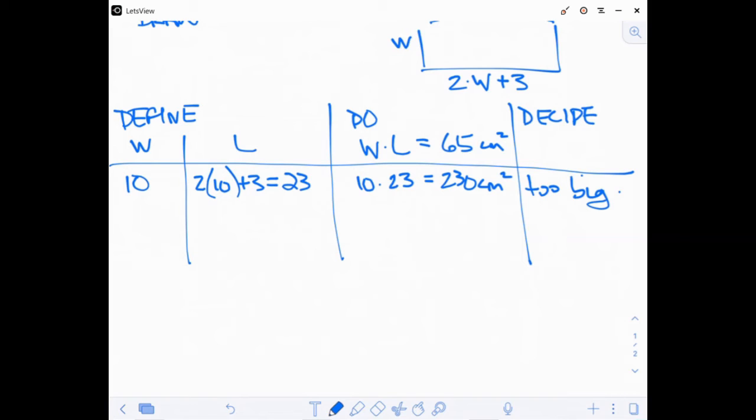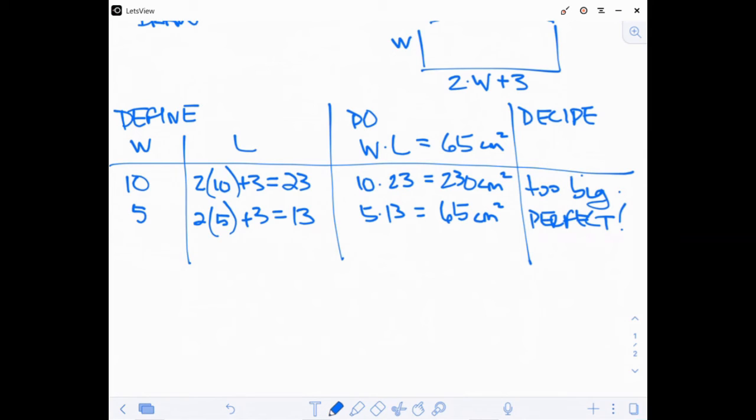I'm just going to use 5. That's another easy number to use. The length is 2 times the width, 2 times 5, plus 3. It's going to be 13. 5 times 13, that's 65 centimeters squared. Perfect. My second guess, so that's perfect. Okay. So now I know the width and length of the rectangle. The width is 5 and the length is 13, right? So my rectangle looks something like this. 5 and 13.